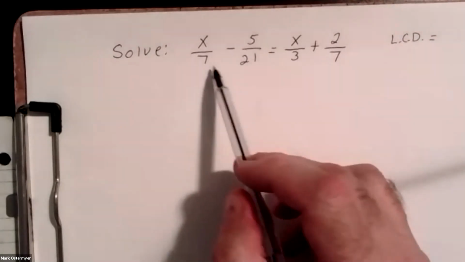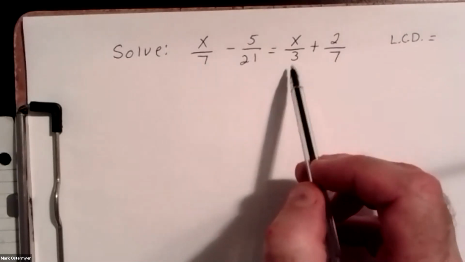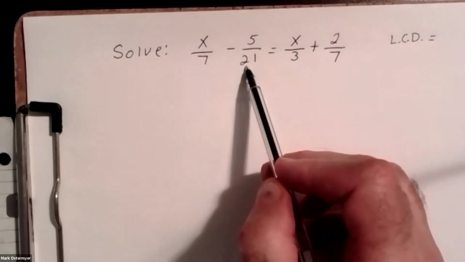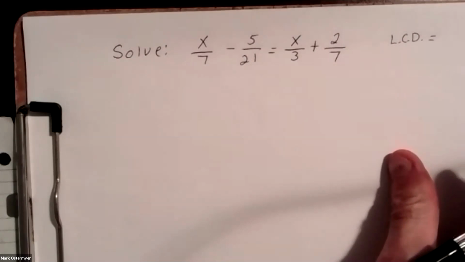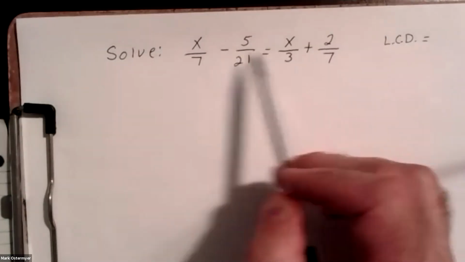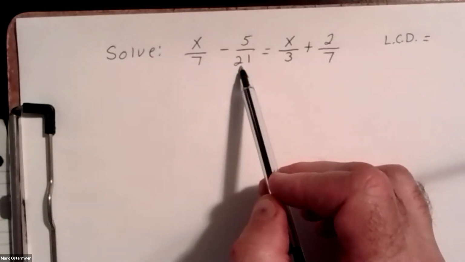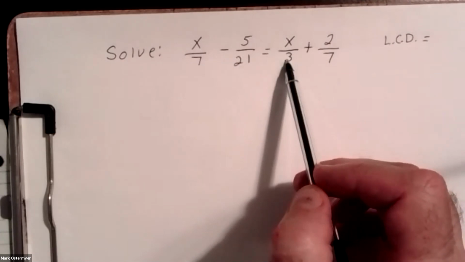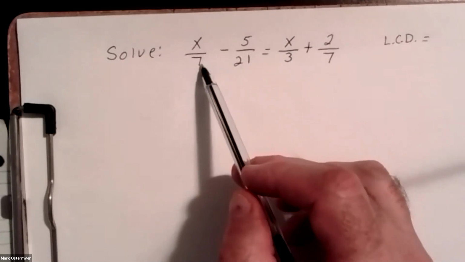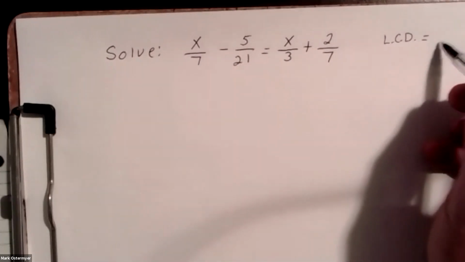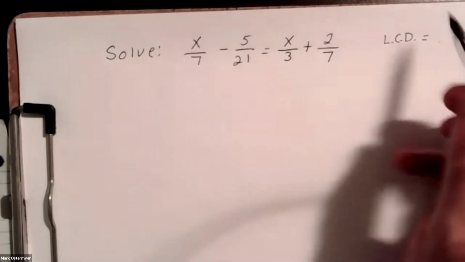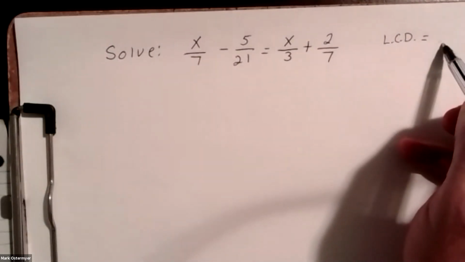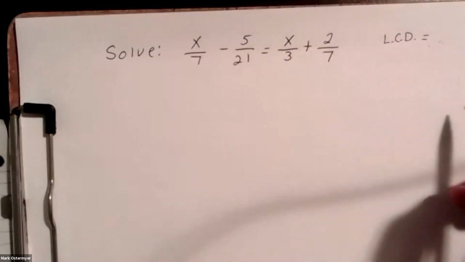And by eyeballing all these denominators, 3, 7, and 21, can we think of the smallest number that is divisible by 3, 7, and 21? 3. Well, you gave me 3. 3 will divide into itself and divide into 21, but 3 does not divide into 7. I need a number here, ladies and gentlemen, that 3 divides into, 7 divides into, and 21 divides into.